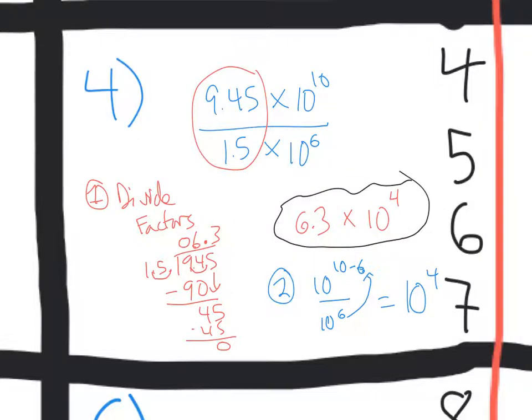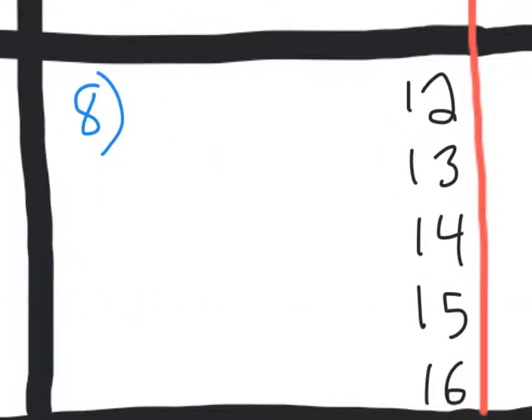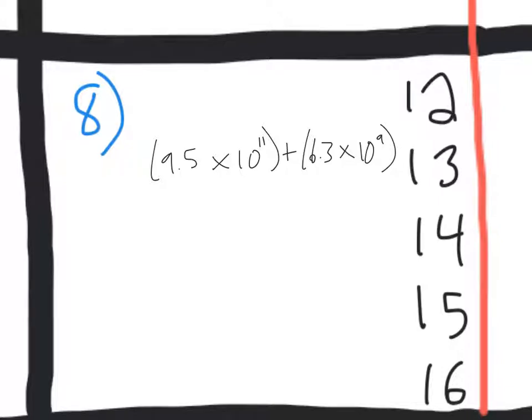Alright, let's check out number 8. This time we have to add in scientific notation. This is what we learned with Mr. Morrow today. So 9.5 times 10 to the 11th plus 6.3 times 10 to the 9th. What we need here is matching powers, or matching exponents. Here we've got 11, and here we've got 9.